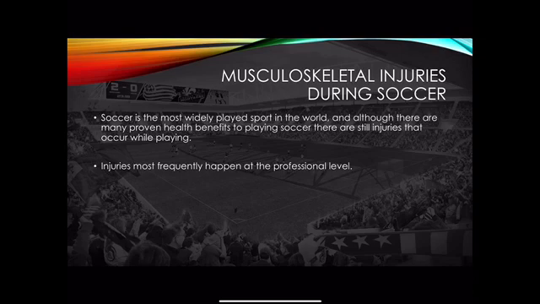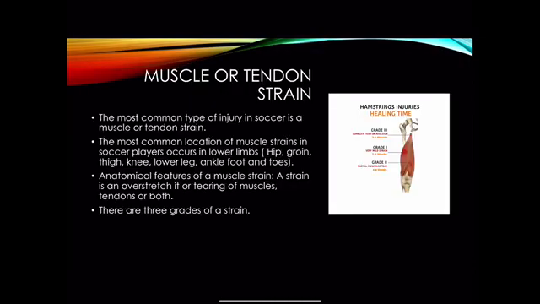Injuries most frequently happen at the professional level, and as levels go down to amateur, they happen less, and then recreationally, they happen even less, and that's due to the pace of the game and skill of the players. So the first injury I'm going to talk about is the most common type of injury in soccer, and it's muscle or tendon strain.